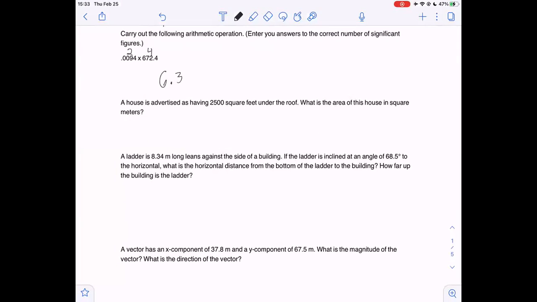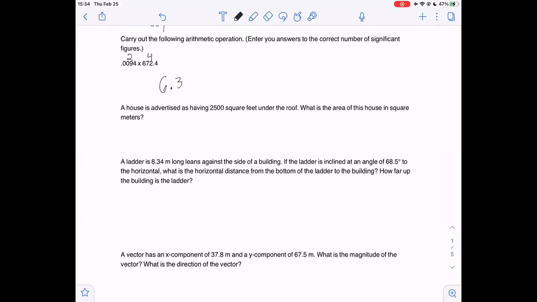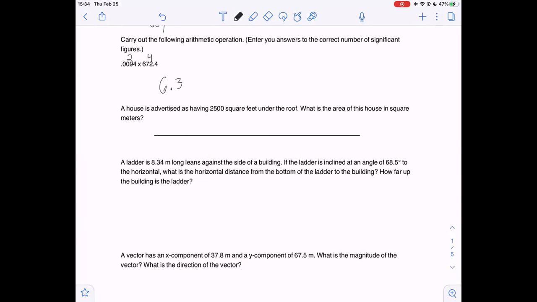Now we have a house that is advertised as having 2,500 square feet. Now we're looking for the area in square meters. Our first step is to draw your little picket fence. We got 2,500 foot times foot. Writing it out like that helps remind you that you've got to do two of everything to get the right answer. Now we know 1 foot is 12 inches. We do that twice.